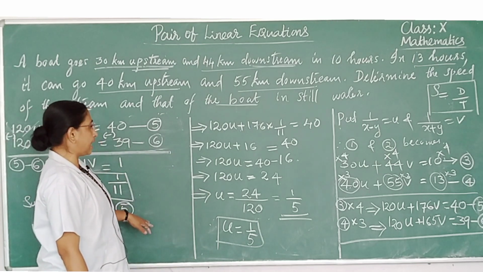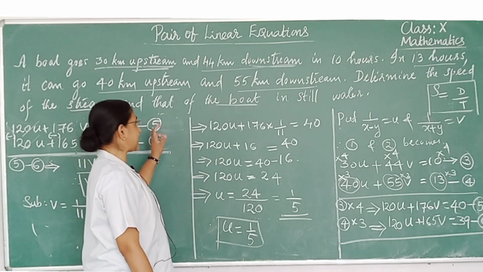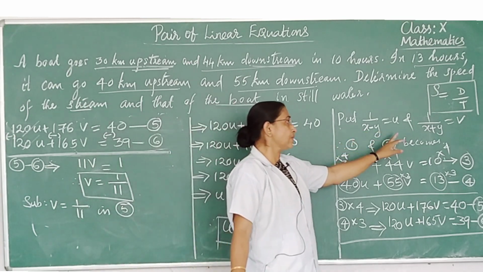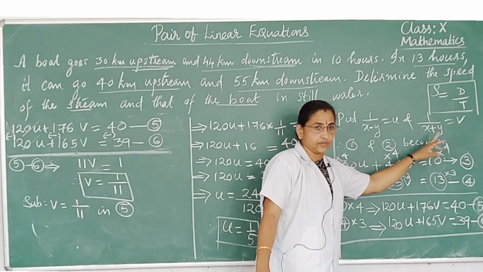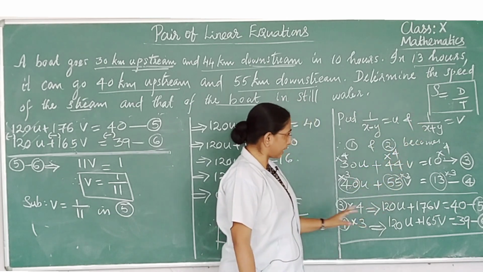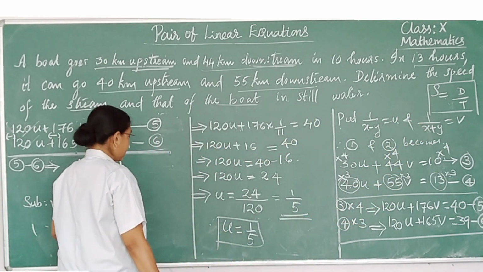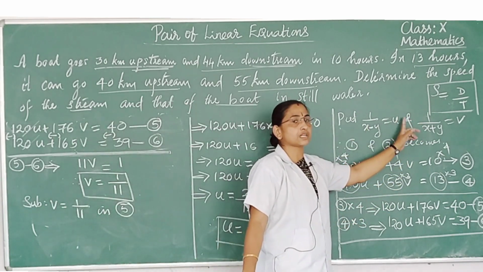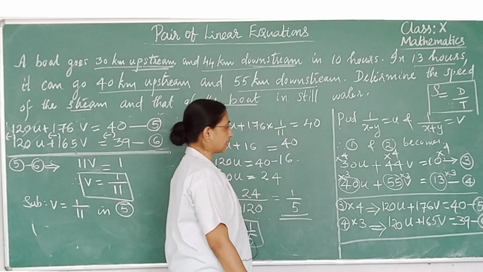Now, our aim is to find the values of x and y. Our substitutions are u and v. We need to find the values of x and y. So again, substituting the values of u and v in these two equations to find the values of x and y.